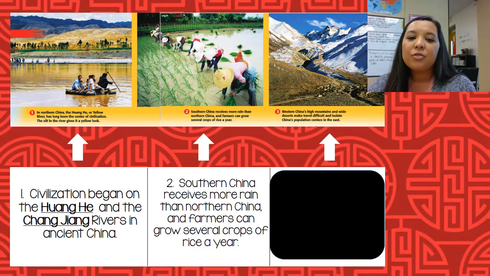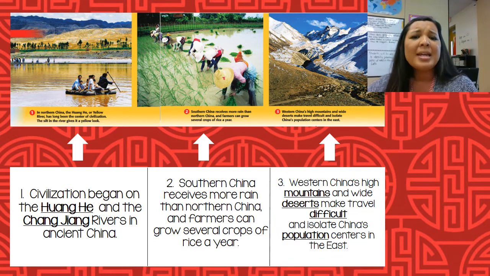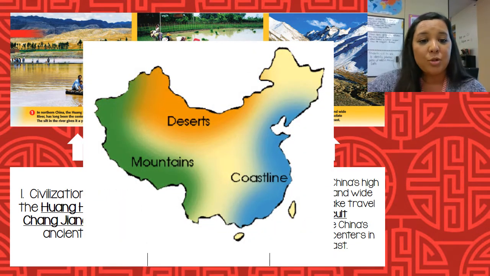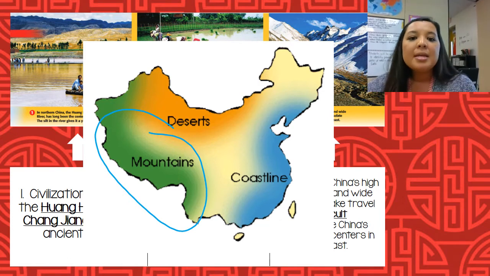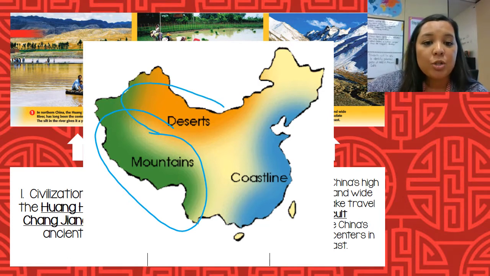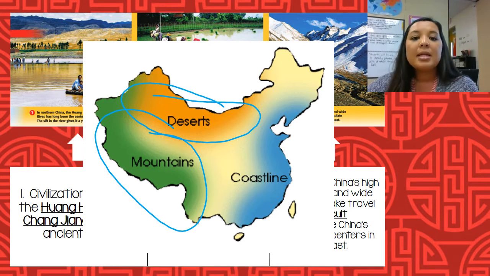Although China has fertile land along these rivers, the mountains and deserts cover most of the country. Now, western China's high mountains and wide deserts make travel very difficult, which isolates them from people in the east. The Himalayan mountains, which we know are down here, separate China from South Asia, and the Gobi Desert, which would be found around here, keeps China isolated from northern Asia.